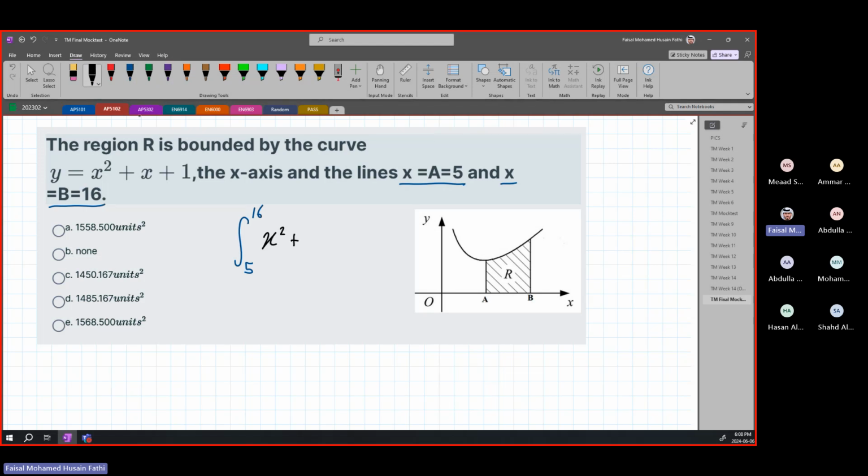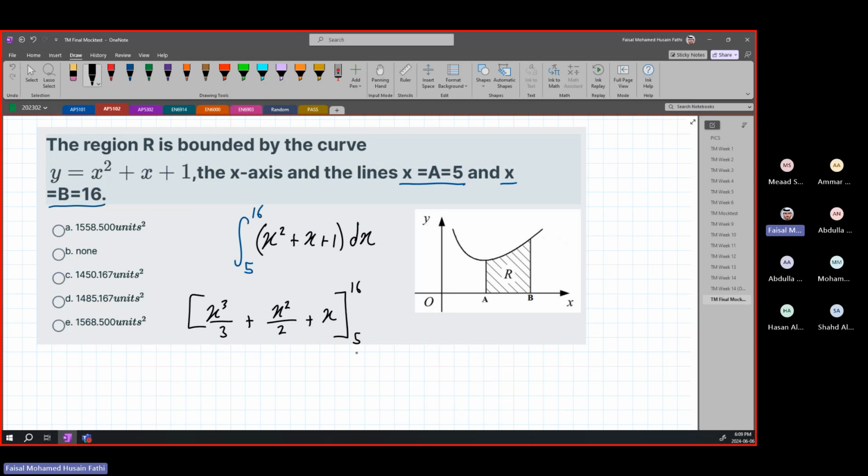So in this case, it's x squared plus x plus 1. When you have only one curve, that's all you have to do. Put this in, and you can either solve it in the calculator or manually. I'm just going to show you the integration of it. So this is going to become x cubed over 3 plus x squared over 2 plus x from 5 to 16. And then you can calculate that the same way, or using the calculator.